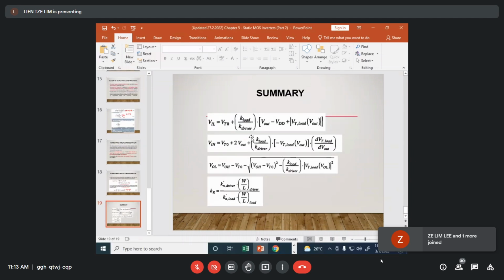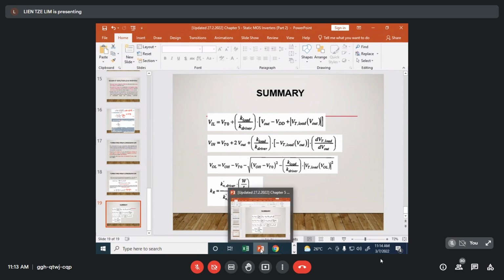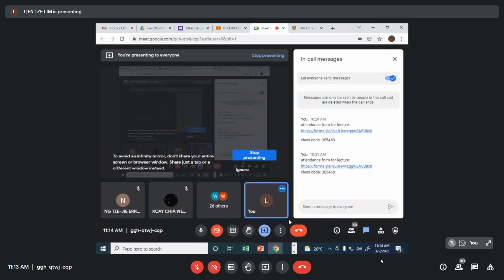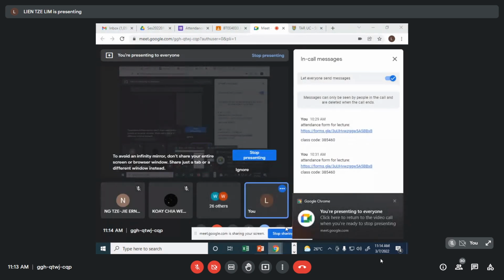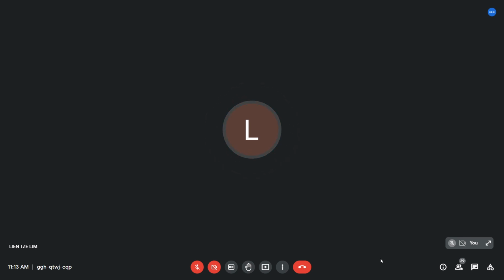Okay, next I will talk about the CMOS inverter. This is another type of inverter. I see that we still have time, maybe I will cover that. Before I continue to the next topic, do you have any questions? Okay, if no questions, then I will go to the next one.